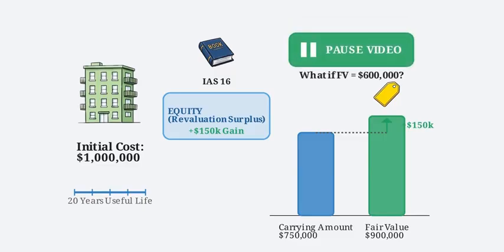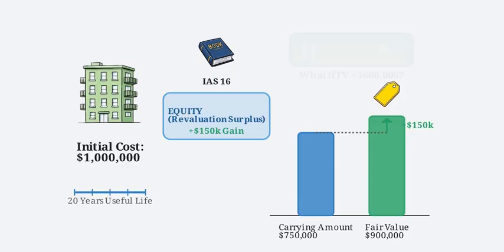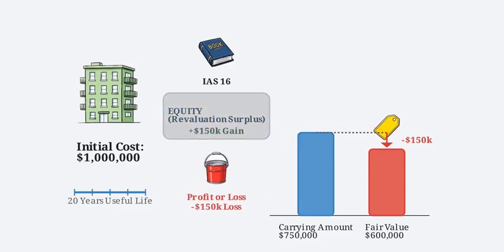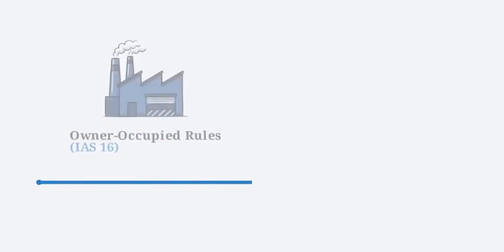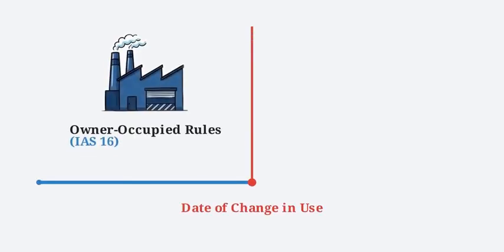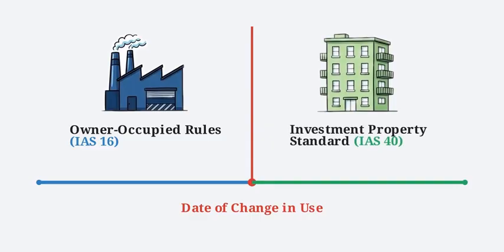Let's test this mechanism. Pause the video and calculate what happens if the fair value at the end of year 5 was only $600,000 instead of $900,000. Your carrying amount is still $750,000, but the fair value drops to $600,000. Under the old IAS 16 rules, a decrease of $150,000 is an impairment. That loss goes directly to profit or loss, skipping equity entirely. Navigating property transfers requires strict timeline discipline. You calculate and settle the old accounting rules right up to the date of the change in use, and only then do you apply the new standard.